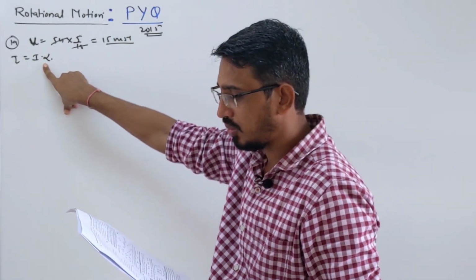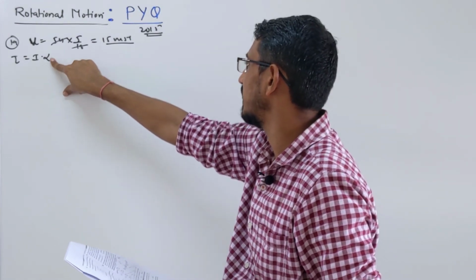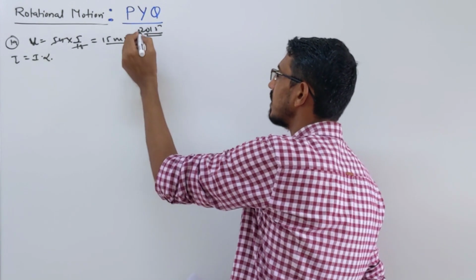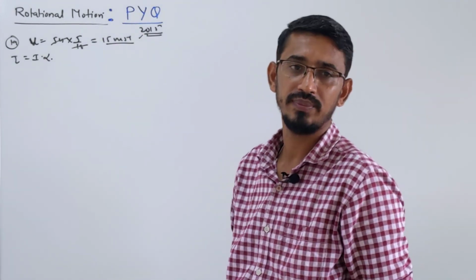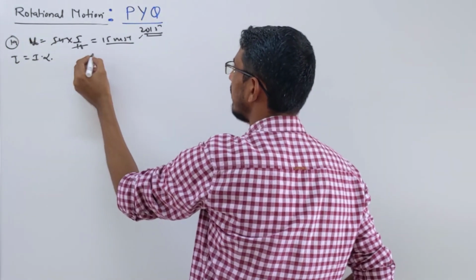Inertia is given directly to you, 3 kg meter square. You just need to calculate the angular acceleration. Yes, you can calculate it because the initial velocity is given, the final is coming to 0, and time is given. But you need it in angular form. Look, this is the initial velocity. So let's write omega naught.